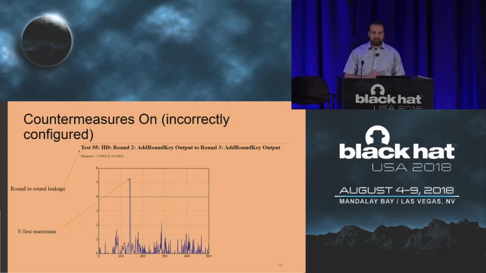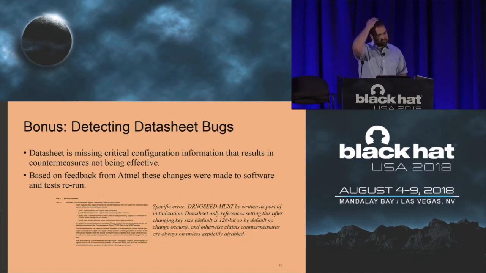So when I first booted this chip up, which claimed to have countermeasures fully on, we saw the same sort of leakage as I saw from the STM device, which you wouldn't expect, basically. That was a little weird. And it turns out that there's a datasheet bug. So if you just look at the datasheet, it says when the device is up, everything's on, you don't have to do anything.